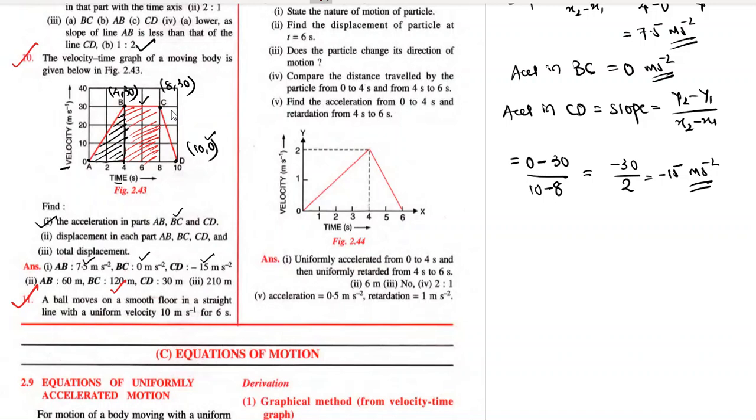And the last part is the area under CD, that is, the displacement from C to D. So that is this green ink area. That is half into 30 into 2.